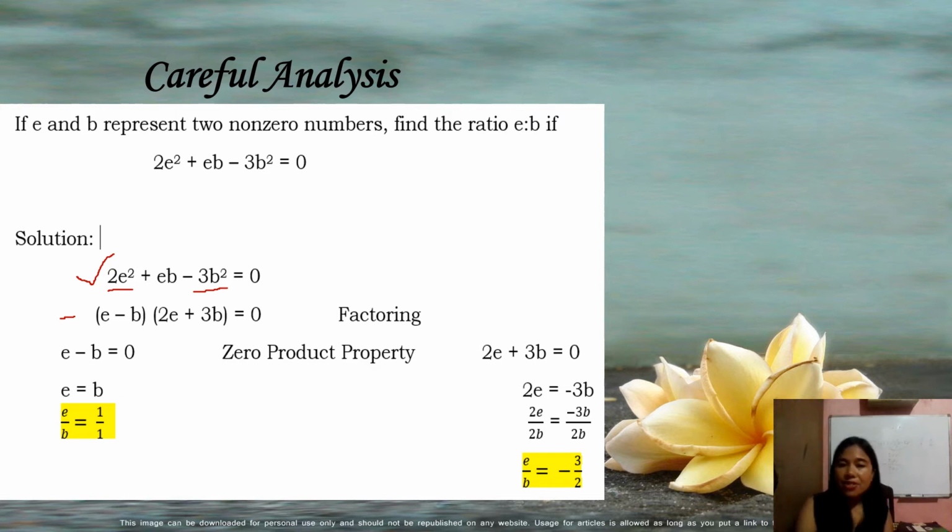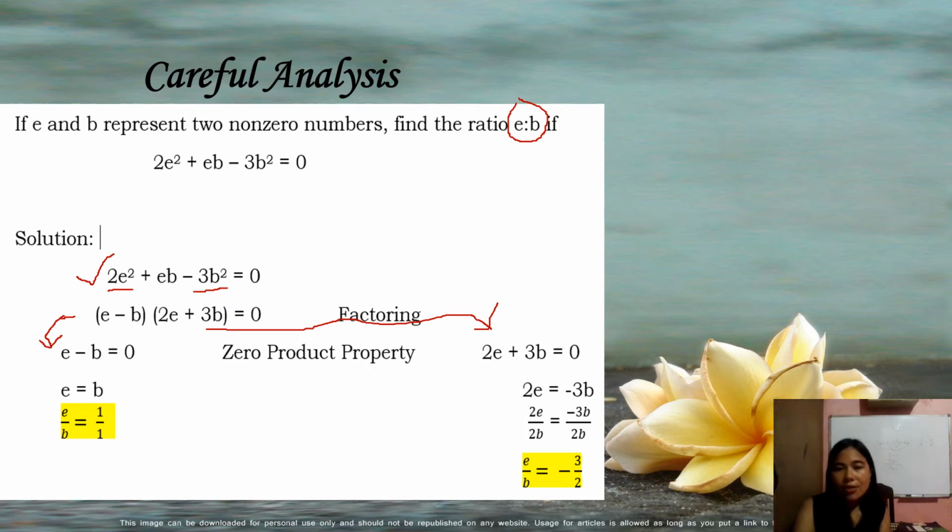But then by the zero product property, each factor, this one here, is being equated to 0. So equate each factor to 0. Another factor is here. Similarly, it is being equated to 0. That's by the zero product property. Now, transposing negative b to the other side will give us b. So, we now have e equals b. Therefore, if we're going to get the ratio of e to b, then it must be 1:1, since e is equal to b.